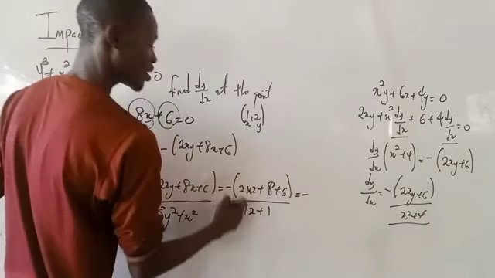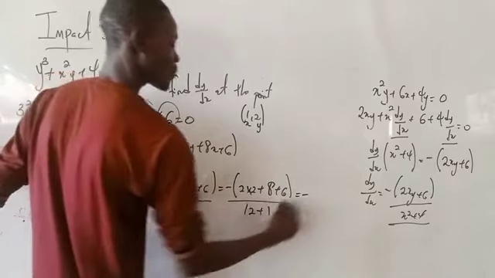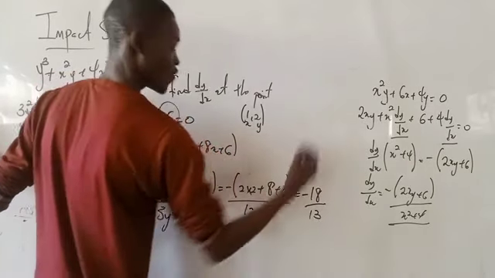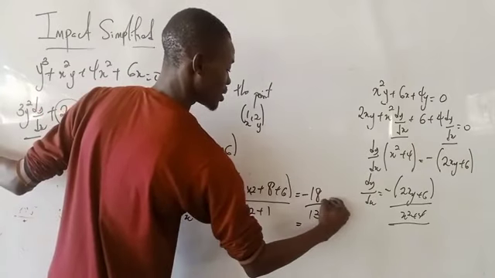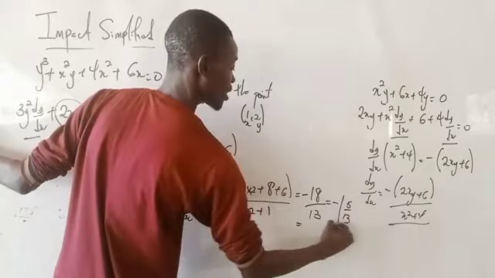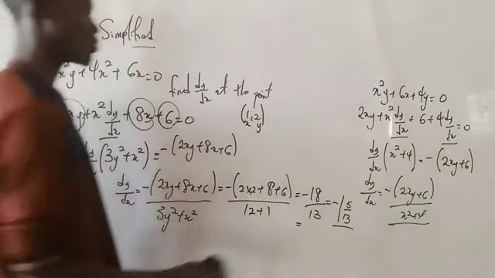If you solve this further, we have minus, this is 4, so 4 plus 6 gives us 10, and 10 plus 8 gives us 18, over 13. And don't forget, this gives us minus 1 whole number 5 over 13. And it's simple.